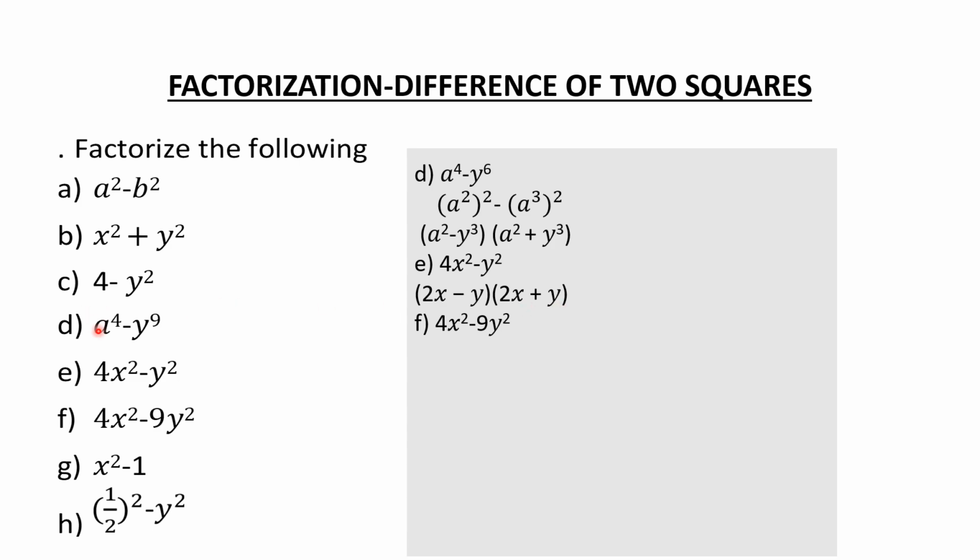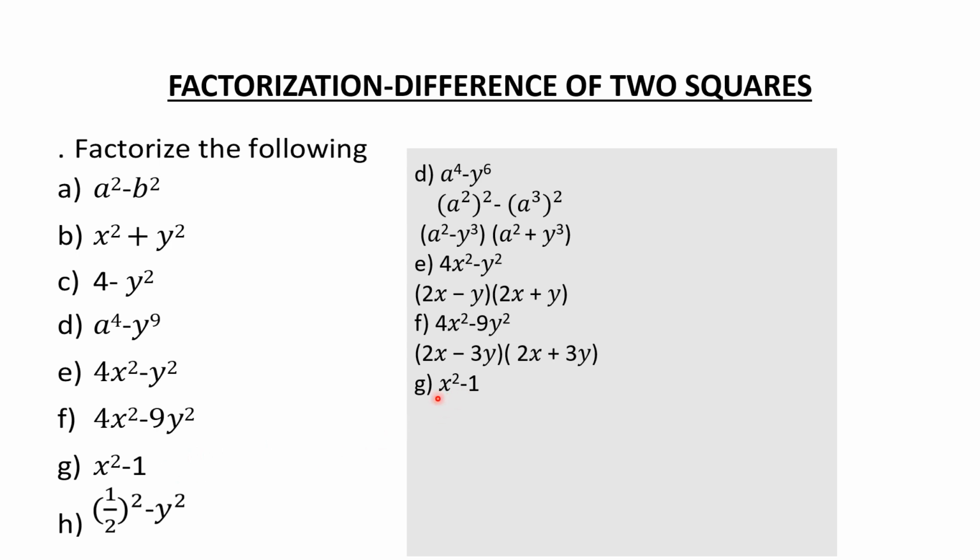Okay. We go to f. So again, sorry, f is 4x squared minus 9y squared. So the 4 becomes 2, x squared becomes x, 9 becomes 3, y squared becomes y. So it will be like this, 2x minus 3y, 2x plus 3y. We go to g. G is interesting, x squared minus 1.